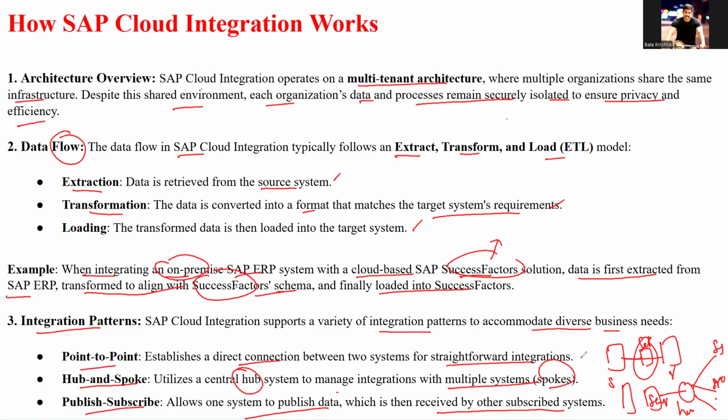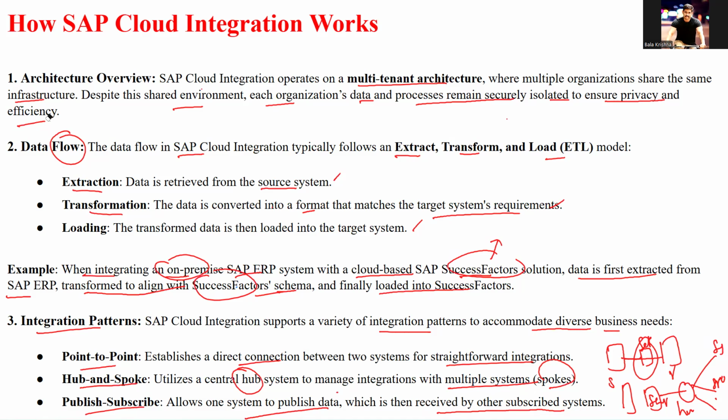Publish subscribe allows one system to publish data, which is then received by other subscribed systems. One system only publishes data at the source, and only the subscribed systems receive it. Suppose I am giving this lecture: only the persons subscribed to my channel can view my channel content. If it is public, all users can easily access and see my content. This is publish subscribe. I am the publisher, and only those who subscribe to my channel can easily access my content.